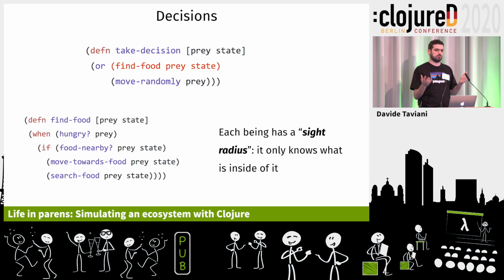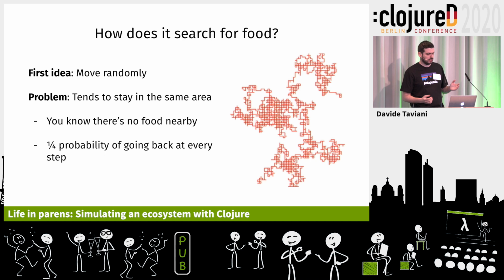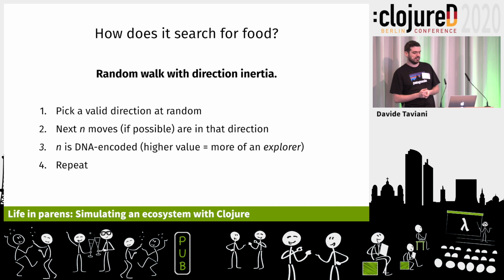So how does it search for food? The first basic idea is to move randomly, but that doesn't work out really well because we're searching for food where we don't know there is food, and then we move one square, and then we have a 1/4 chance of going back, where we know there's no food. So what happens is these creatures move in the same area, and they die of starvation. So we'll change this a little bit by adding direction inertia, which means this creature will pick a direction, and then do the next n moves, whatever the value of n might be, in that direction.